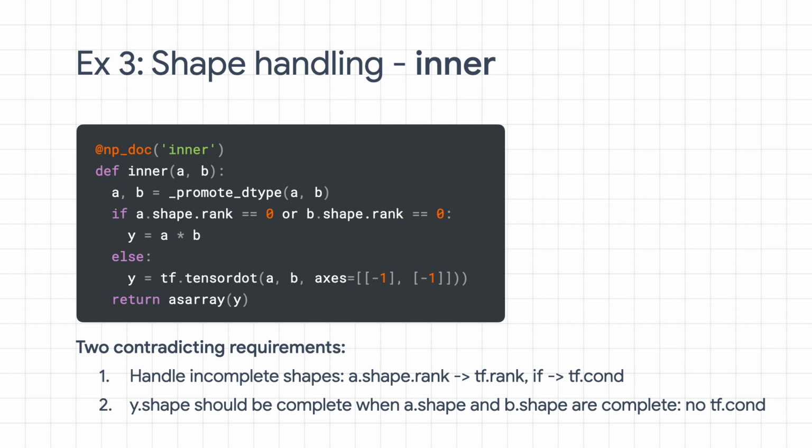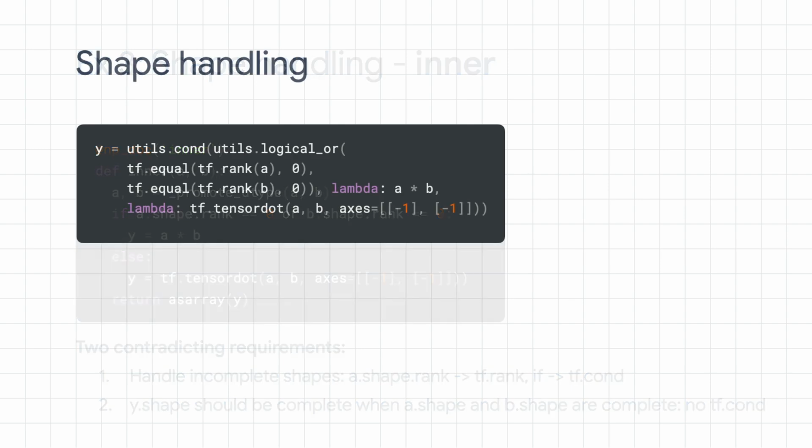But this raises a problem for tf.cond, because the different branches in our tf.cond are doing totally different computations. So tf.cond cannot infer a complete result shape from those different computations, even if all the argument shapes are complete. So in conclusion, we cannot use tf.cond in this case. So we have two contradicting requirements.